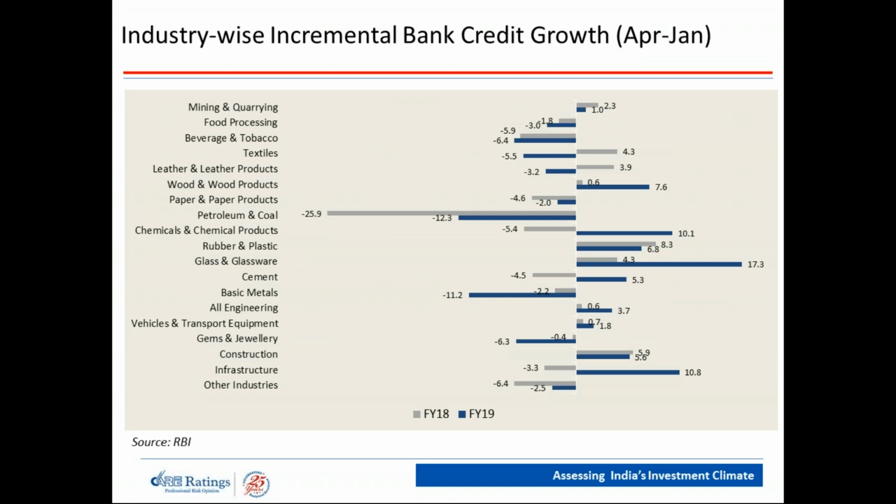10 out of 23 key industries registered positive credit growth during the year. The bank credit offtake in the industry was driven by glass and glasswares with growth of over 17%, while chemicals and infrastructure grew by more than 10%. At the same time, petroleum and coal, basic metals, gems and jewelry, beverages, tobacco and textile are some of the industries that have seen negative growth in bank credit in the current financial year.